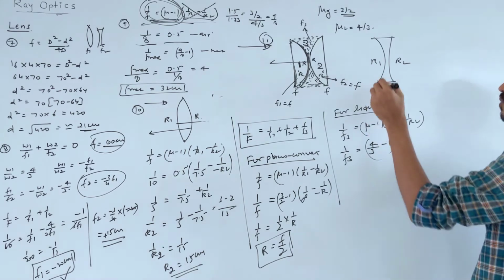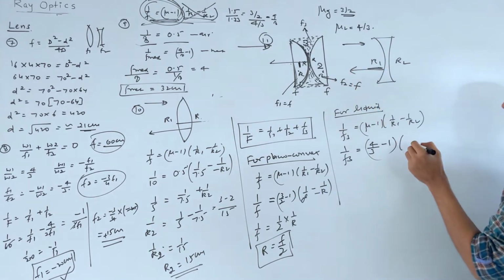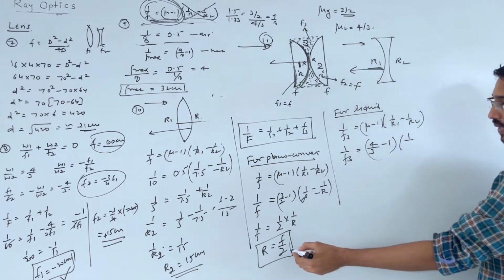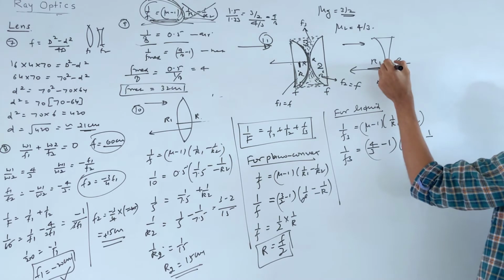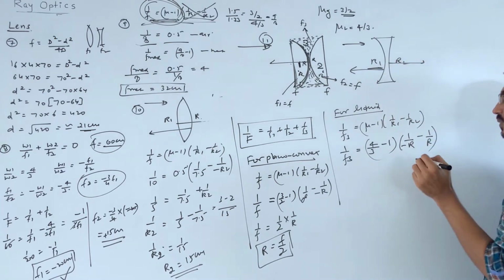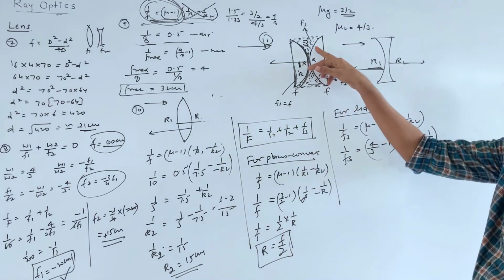What is R1? R1 means this surface. Correct? Light coming that way, that will be negative. So it becomes 1 by what's the value? Minus R. R2 will be positive in this direction. So R only. R1 and R2 both are equal to R only, okay? Keep in mind.